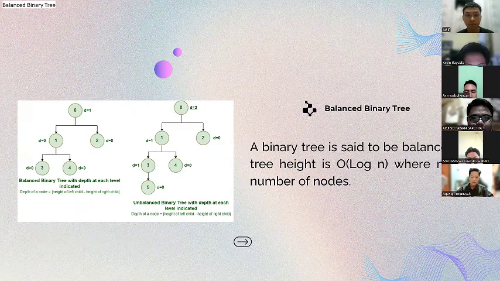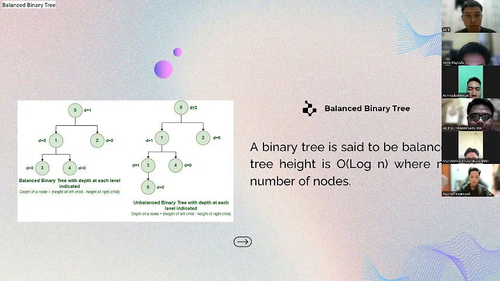Next, there is something called a balanced binary tree. A balanced binary tree is a tree in which the height difference between the left subtree and the right subtree of each node is no more than 1. Simply put, a binary tree is said to be balanced if the difference between the left subtree and the right subtree is no more than 1.